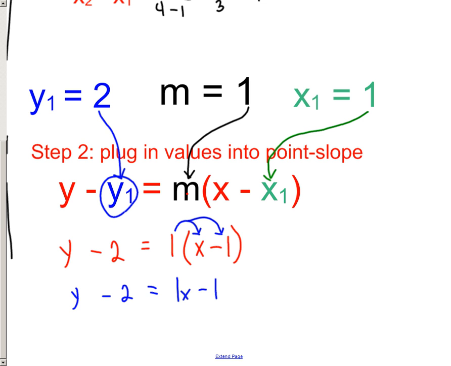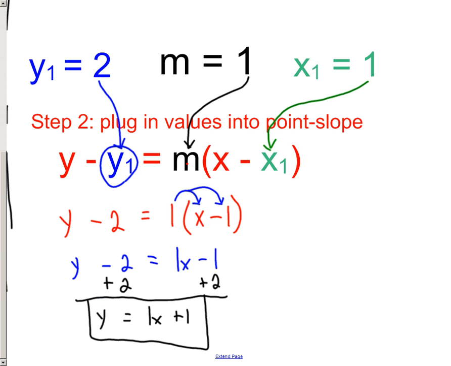And now you can see, if we just add 2, that'll make that minus 2 go away, but we've got to do it to the other side. And we're left with y equals 1x plus 1. And that's our equation. And we can actually graph it. And we're done with the whole setup.